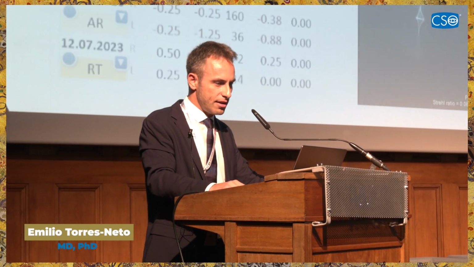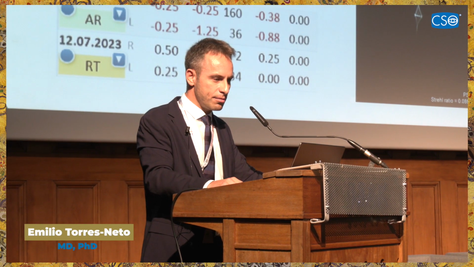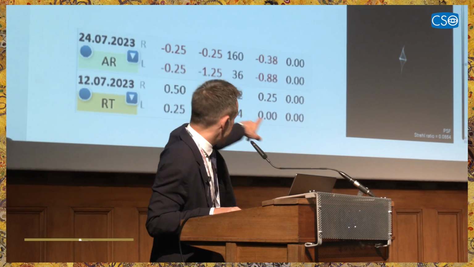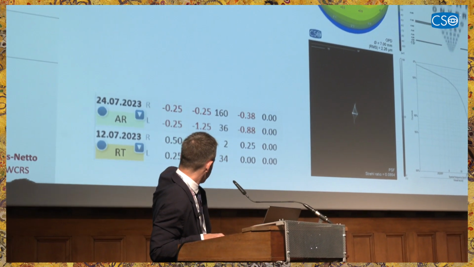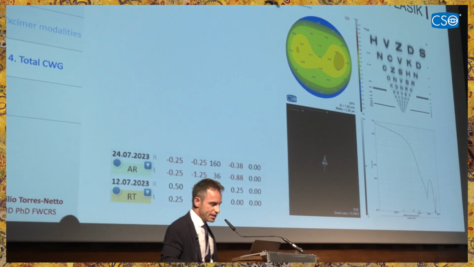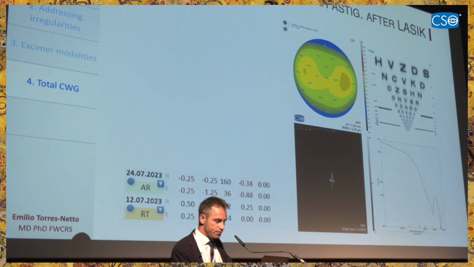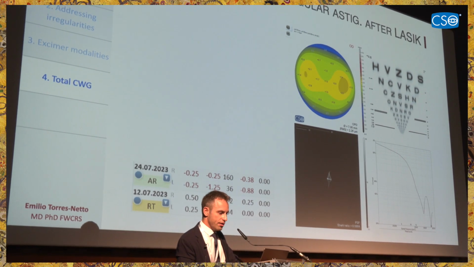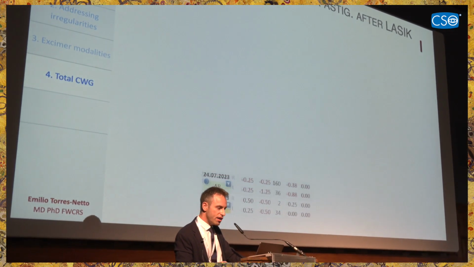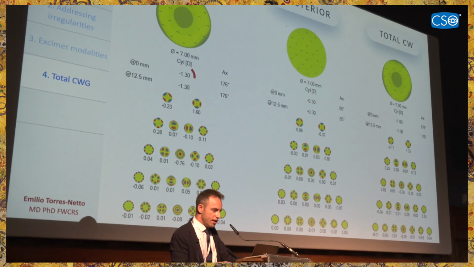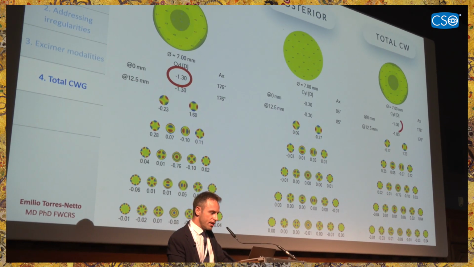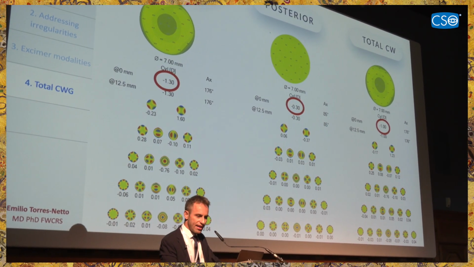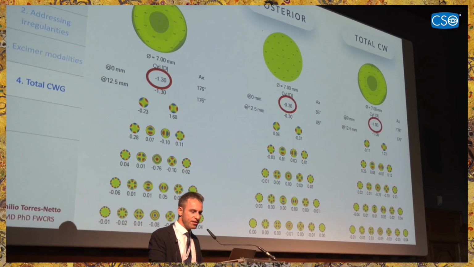This is a patient with irregular astigmatism after LASIK. And you see down there the refraction of the left eye, just down left, it's 0.25 minus 0.50. That was the subjective refraction. But the patient was not happy with his visual acuity. So here we can see just the cornea. I'm showing here the anterior, the posterior, and the total corneal wavefront.